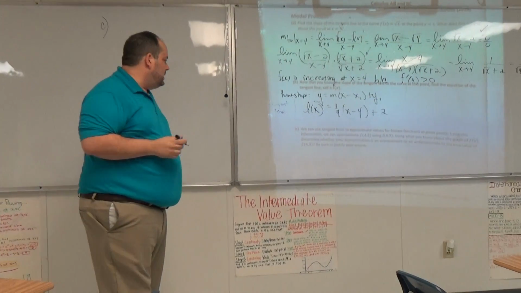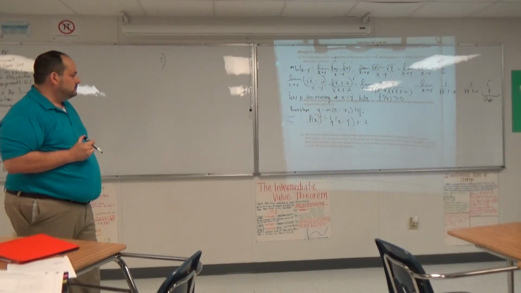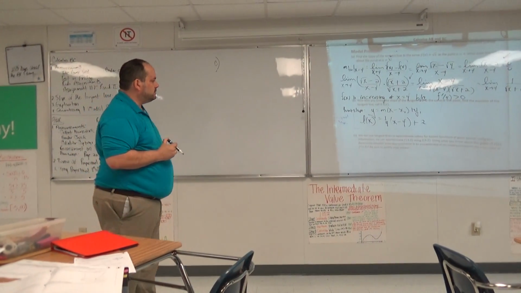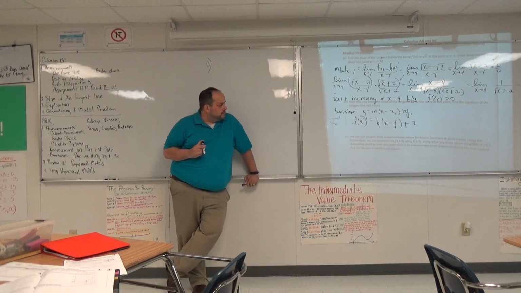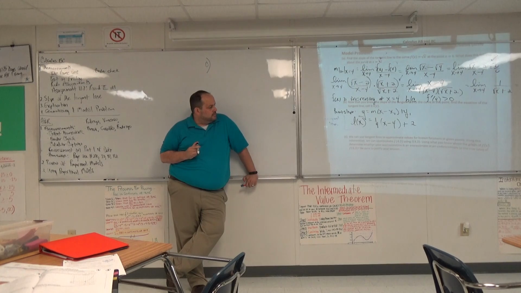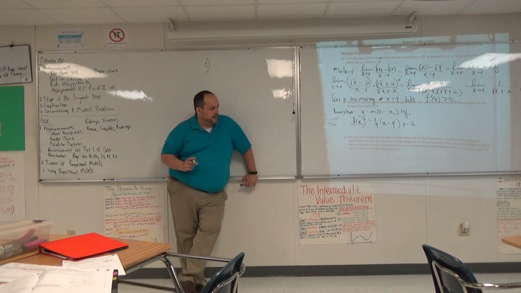All right. Can you read part C? We can use tangent lines to approximate values for known functions at given points. Using this information, we can approximate f of 4.3 using L of 4.3. Using what you know about the graph of f of x, determine whether your approximation is an overestimate or an underestimate to the true value of f of 4.3. Be sure to justify your answer.